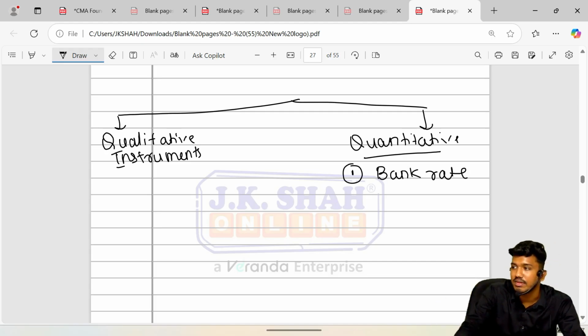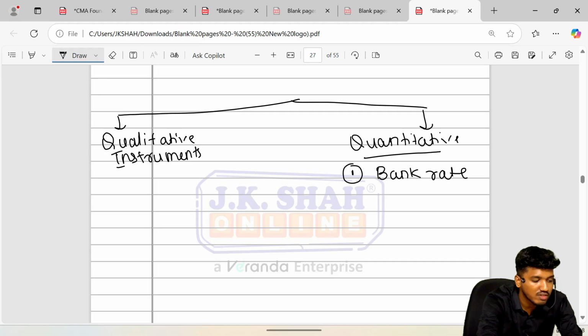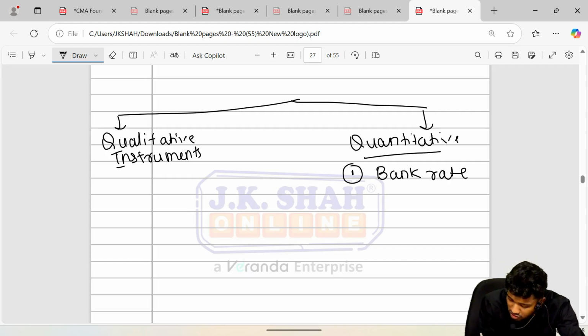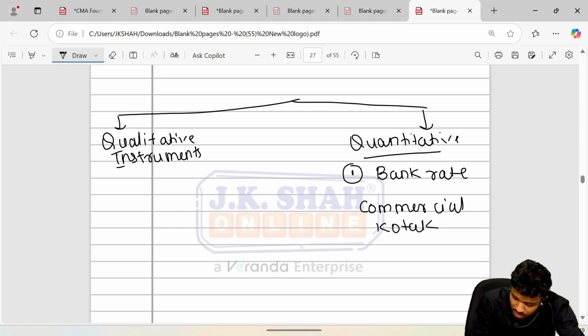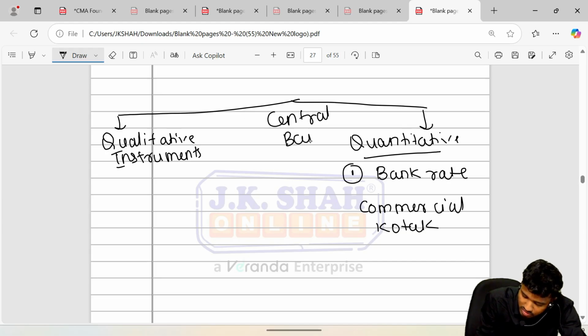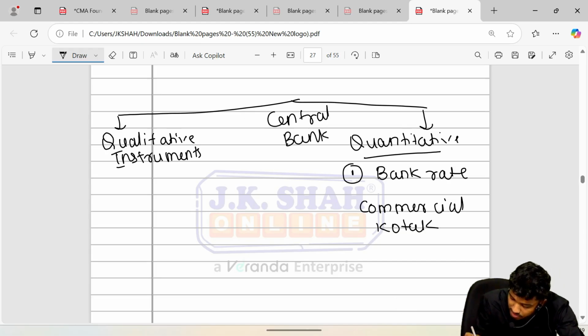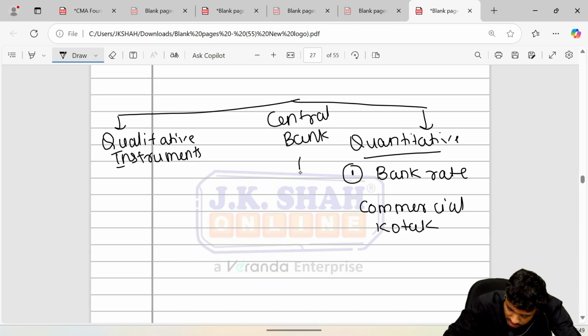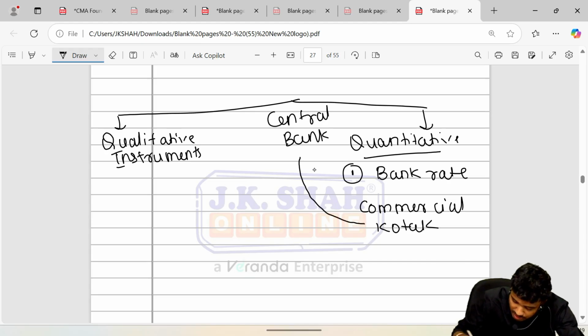Bank rate अगर अपन देखेंगे एक ऐसा रेट है जिस रेट पे commercial bank... ओके गाइस, what is bank rate? So bank rate is that rate at which commercial bank, for example Kotak Bank, borrows money from the central bank. I'll tell you how. See, bank rate is the interest rate at which commercial bank borrows money from the central bank से money borrow करती है.